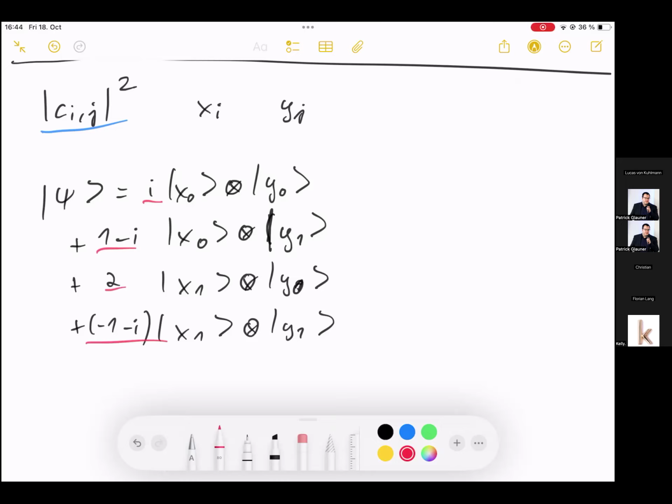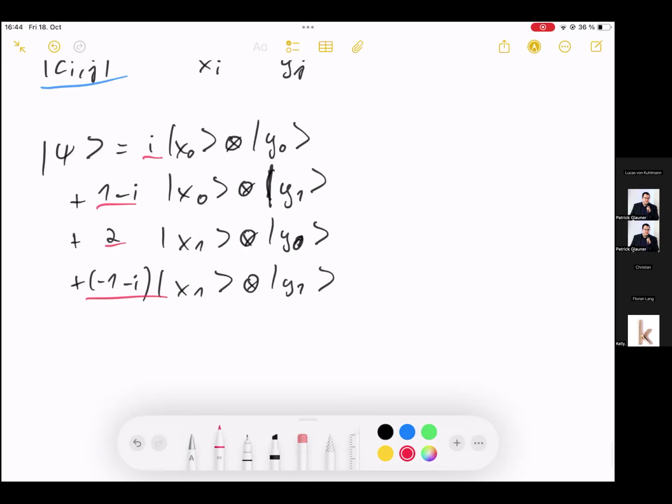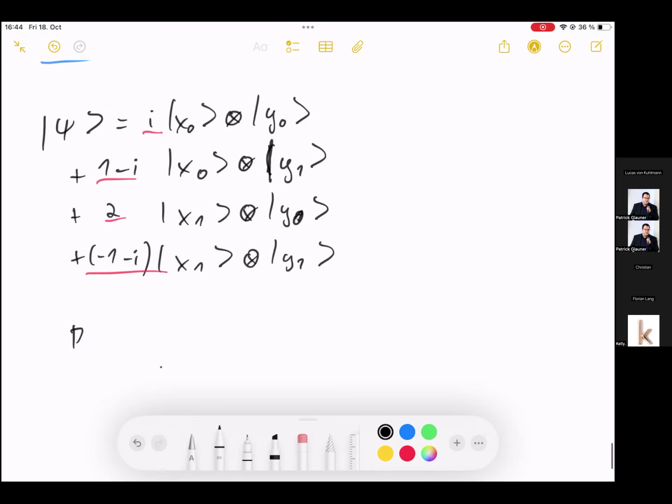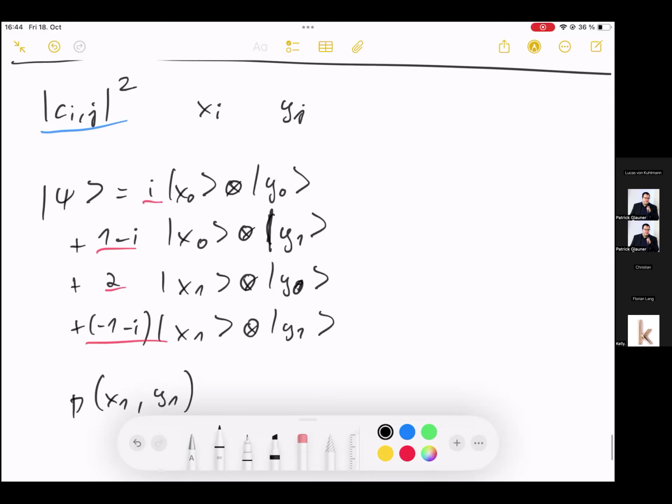And what I want to know now is the probability, after measuring the two systems, of finding the first particle in x1 and the second particle in y1. If the system was normalized, I could just take this complex amplitude, take its modulus squared, and I'm done. But the system is obviously not normalized.